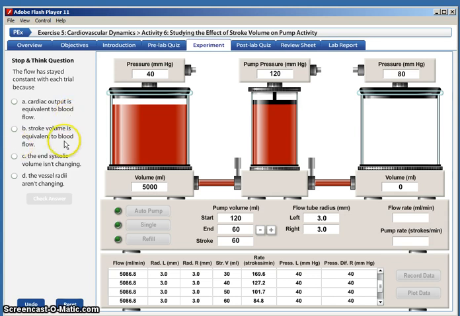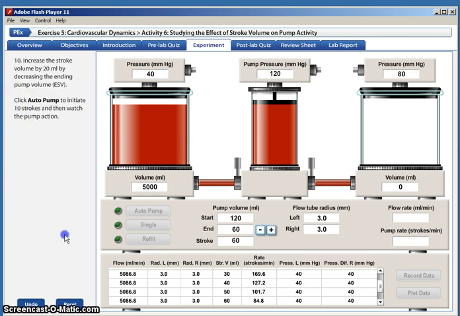Yep, it is. Stroke volume is equivalent. No, the inside is changing. That's absolutely wrong. We don't care about those. So, all right. Increase the stroke volume by 20 by decreasing the end systolic volume, and click auto pump. Right. So increase the stroke volume by 20 by decreasing. Click auto pump.